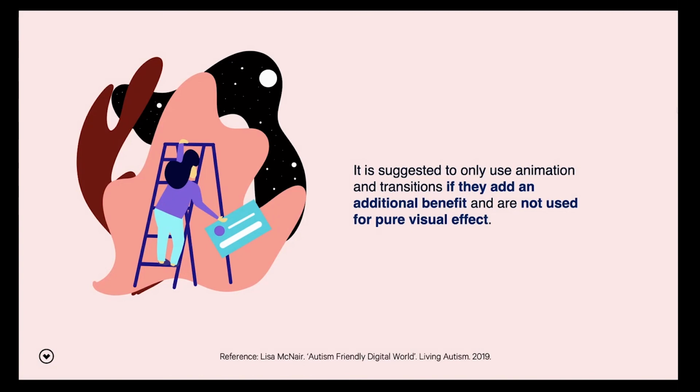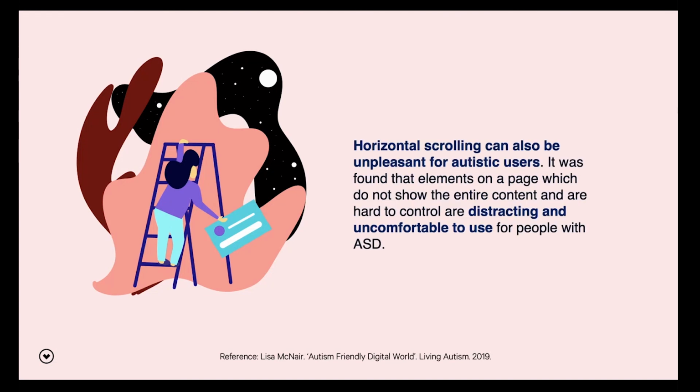And the last point is interaction. Here the idea is that interactions should only be added if they add an additional benefit, so not purely used for the visual effect. For example, horizontal scrolling: in a research study done with people with ASD on website experiences, it was found that horizontal scrolling can be extremely unpleasant for people with ASD, because it is uncomfortable for some people not to know what's hidden. It's again about not really knowing, the inferred meaning. Okay, what is hidden there?